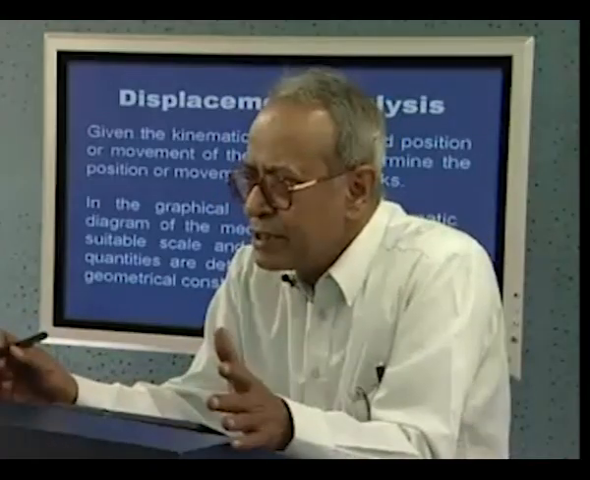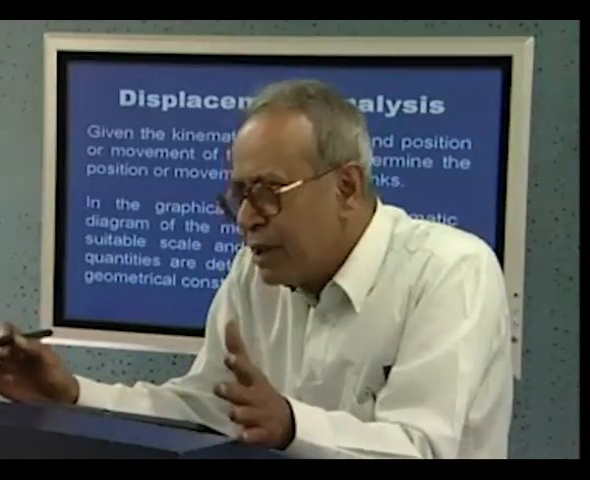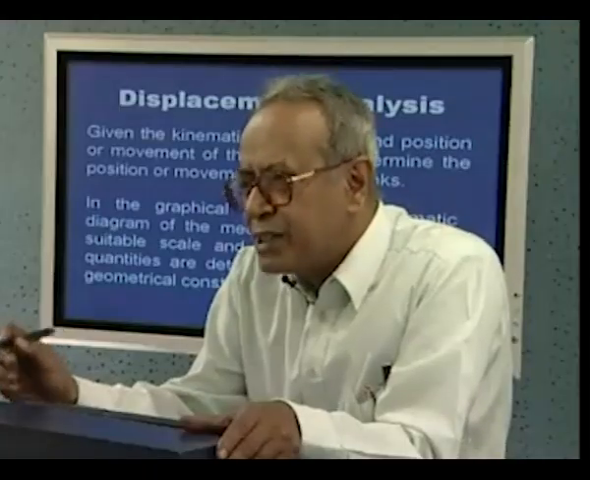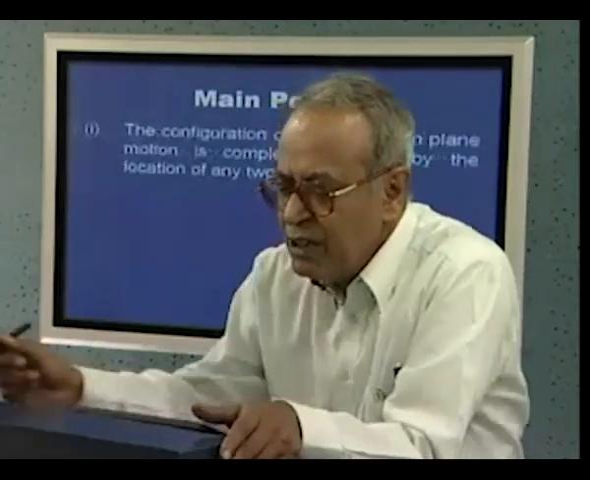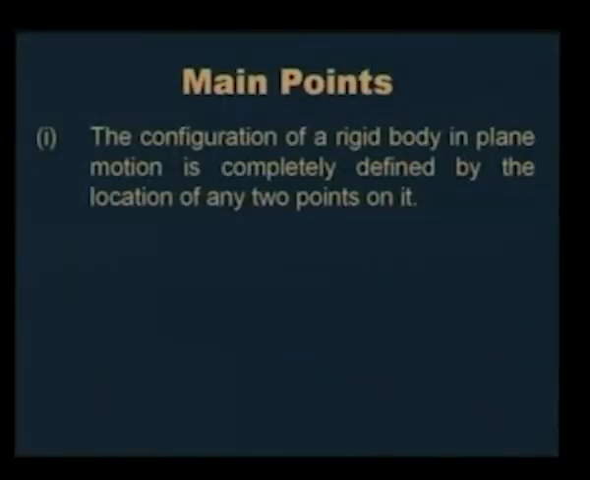However, before going into the details of each and every example, let me list the main points that one should remember while using the graphical method of displacement analysis. First of all, we must remember that the configuration of a rigid body in plane motion is completely defined by the location of any 2 points on it. That means, if we know the location of any two arbitrary points of a rigid body in plane motion, then we know the location of all other points on that rigid body.